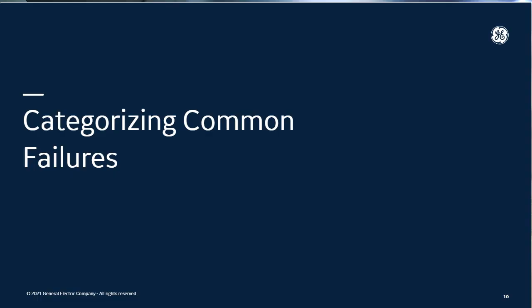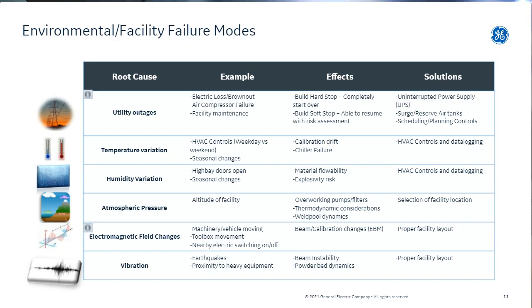But okay, next we're going to talk about some common failures, things that we see very frequently, whether it be ourselves here at GE or at customer sites, or just in the additive industry in general. First one, it's kind of the weird one: environmental and facility issues. You can have utility outages. This is very frustrating for some customers, depending where they are and how the infrastructure of their city is laid out.